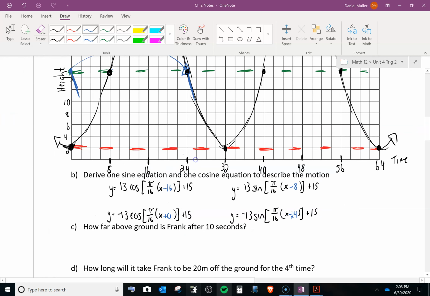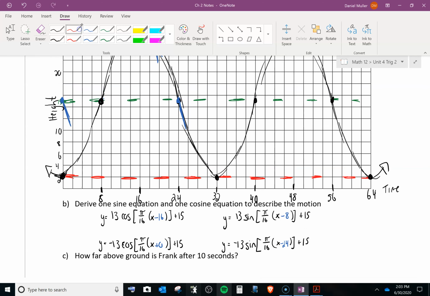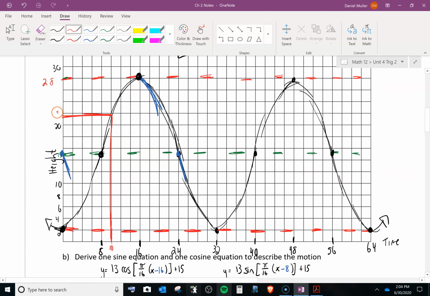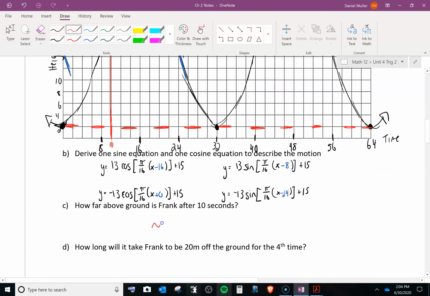So that's question B. Question C, how far above ground is Frank after 10 seconds? So we're just estimating here. So here's 10. And you can look at my PDF if you want, it looks a little bit nicer. So at 10 seconds, I am, I don't know, somewhere right there. So this is 22, so you're somewhere between 20 and 22. So maybe you're at approximately 21 meters.